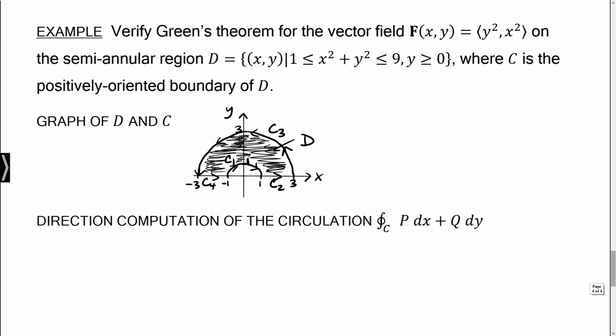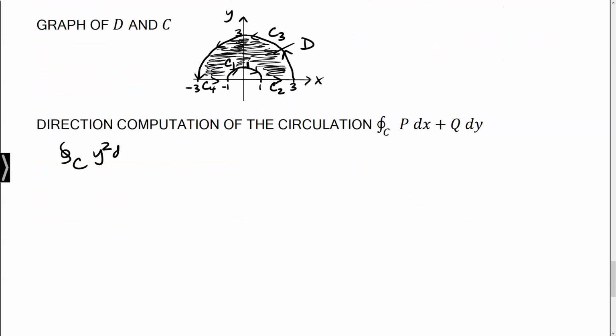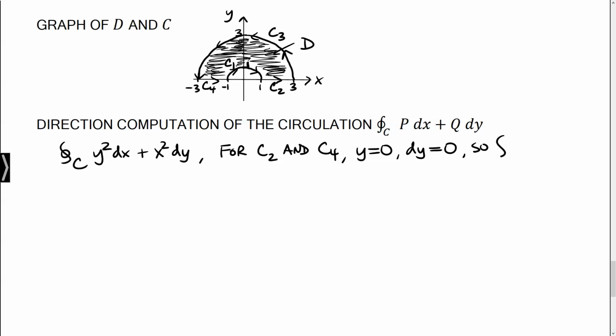Okay, so let's do the line integral first. Y squared dx plus x squared dy. So let's look at C2 and C4 first. Notice that for C2 and C4, along there, y is equal to 0. Along each of those, y is equal to 0, and dy is equal to 0. And so that means that the integral along C2 is going to equal the integral along C4, which is just going to be 0. So we really only need to worry about C1 and C3. Now, these are very similar, if you notice. The only difference between them is two things. First, they're different radius. One's radius 3 from the origin, the other one's radius 1. And they're going different directions. But we can do each of them at once, and then we can put everything together.